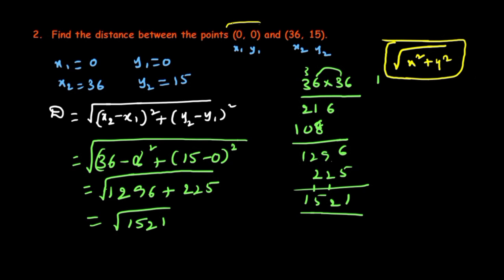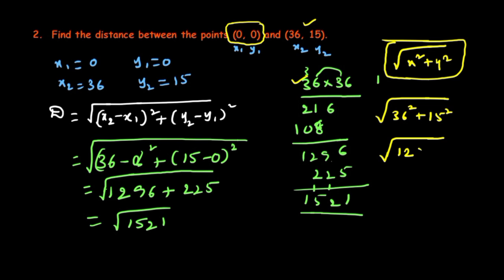Root of 36 square plus 15 square, and that is equal to root of 1296 plus 225. So by adding both we get 1521. So this one also is one of the models.